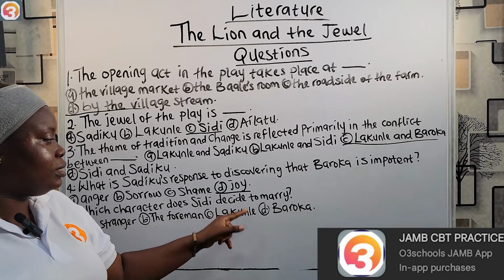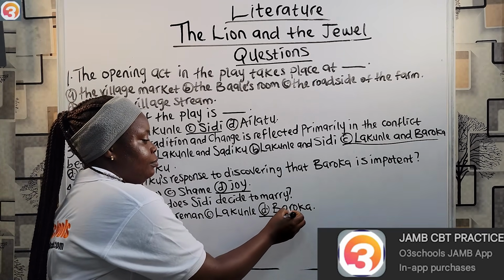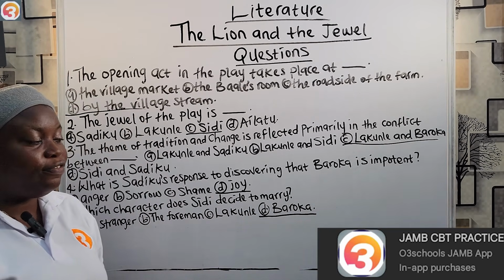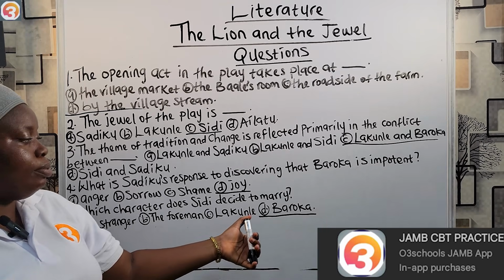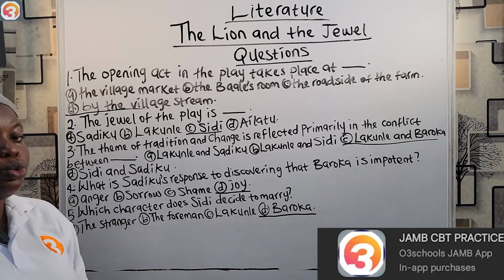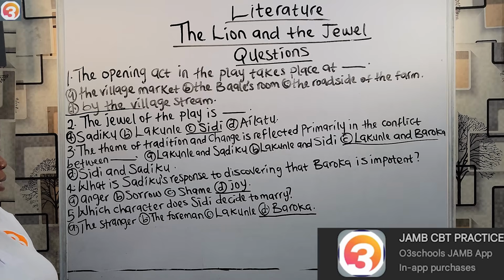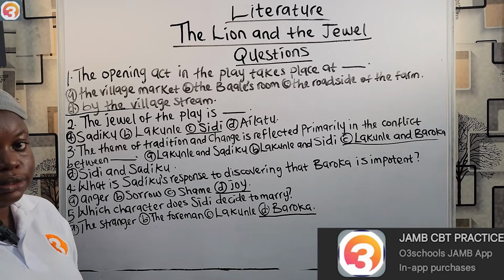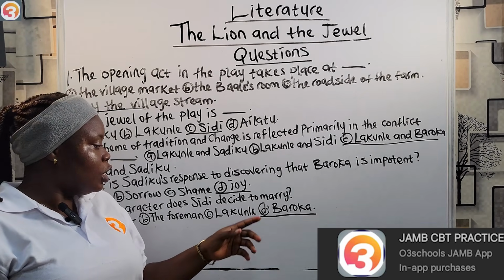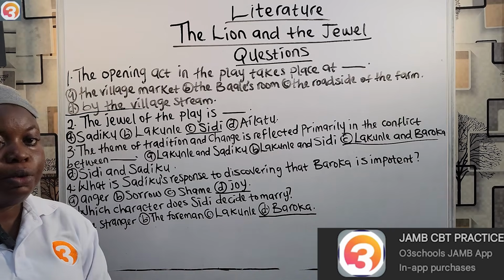Which character does Sidi decide to marry? Baroka. Baroka tricked her and defiled her. Hence, she chose to be with Baroka rather than going with Lakunle, who would not now pay her bride price, and she will be embarrassed in front of the other villagers. So Sidi decided to marry Baroka.